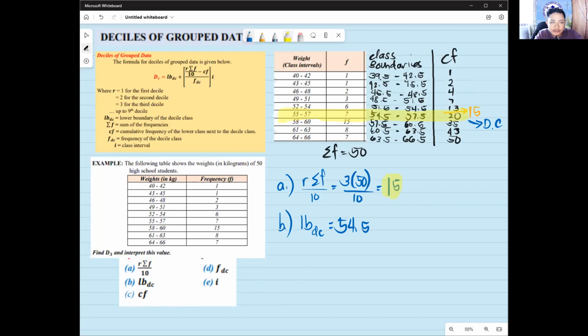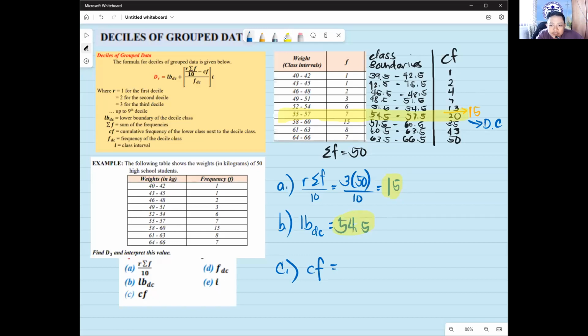54.5. That is your lower bound. Okay, see? You got that. Next, let's move on with letter C. For your letter C, this is the cumulative frequency. And how do we get this? Okay. Dito naman, this is different.